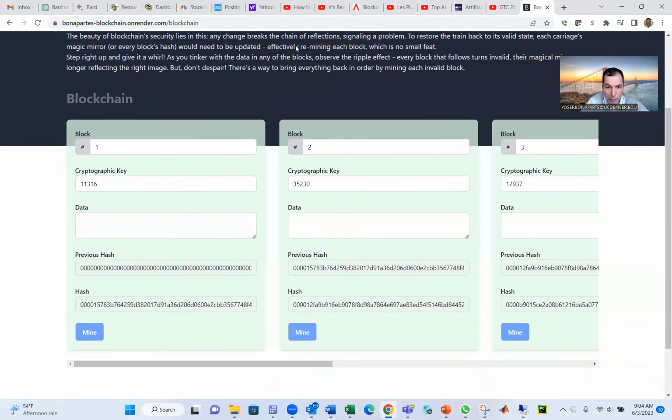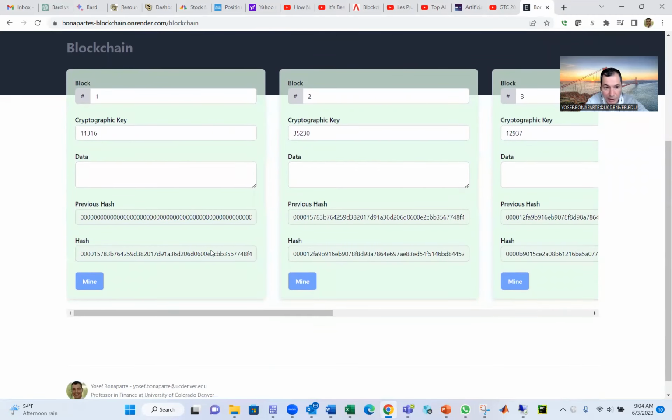For example, block 1, where is the chain coming from? Block 1 has a previous hash and a new hash. The previous hash was zeros because this is block 1. Only block 1 will start with a zeros previous hash.